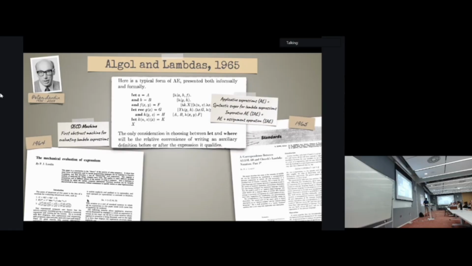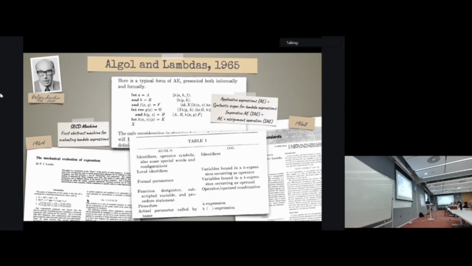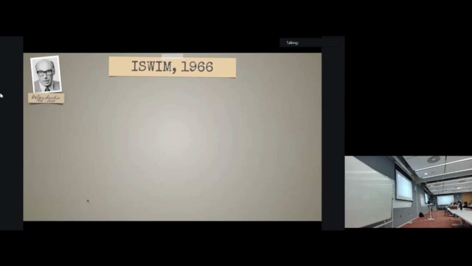And in '65, he actually shows the correspondence between Algol and the imperative applicative expressions, where I think he adds an extra assignment statement, and then he just shows that there's a nice correspondence between these. So this is the first time when we really have denotational semantics between things.